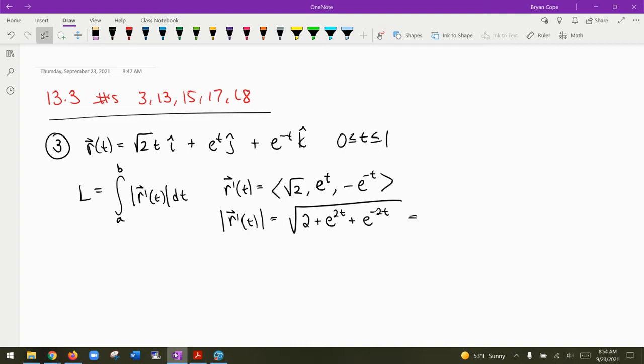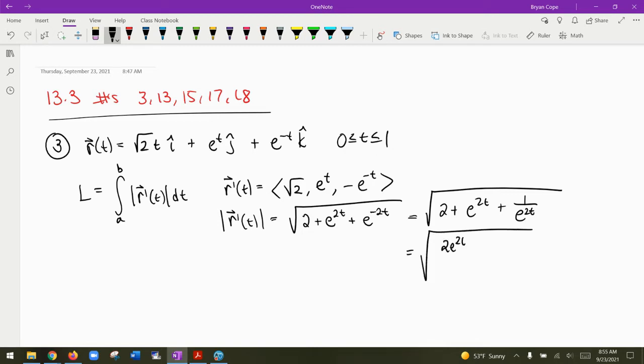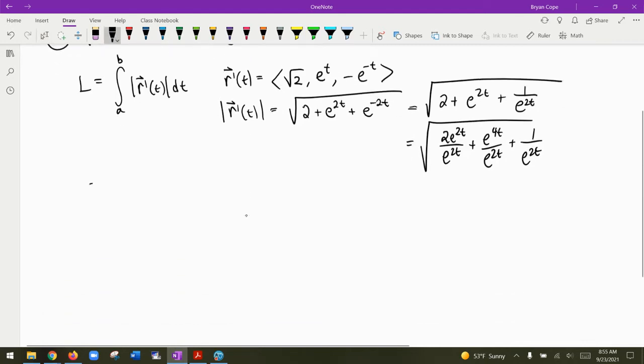Picking up from here, we're going to try to find a common denominator to clean this up a little bit. So this is the square root of 2 plus e to the 2t plus 1 over e to the 2t. And then from there, I'm going to write this as the square root of 2e to the 2t over e to the 2t plus e to the 4t over e to the 2t plus 1 over e to the 2t. Okay, let's pick it up from there.